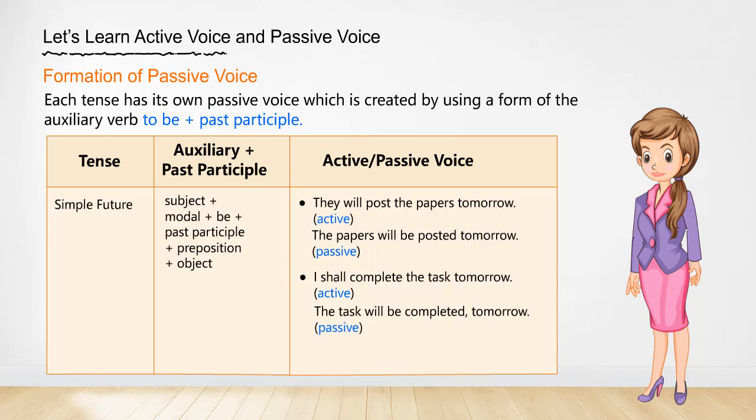Simple future. Subject plus modal plus be plus past participle plus preposition plus object. They will post the papers tomorrow. Active. The papers will be posted tomorrow. Passive. I shall complete the task tomorrow. Active. The task will be completed tomorrow. Passive.